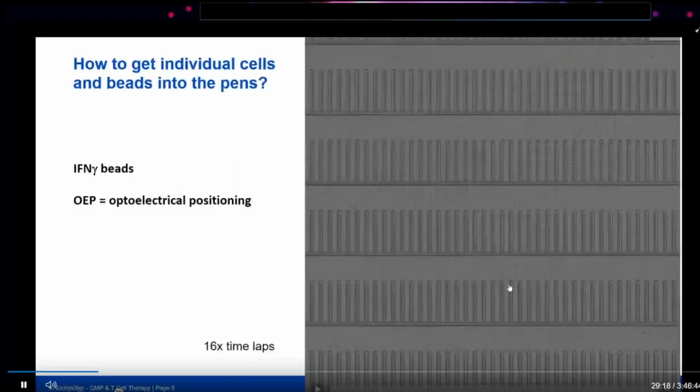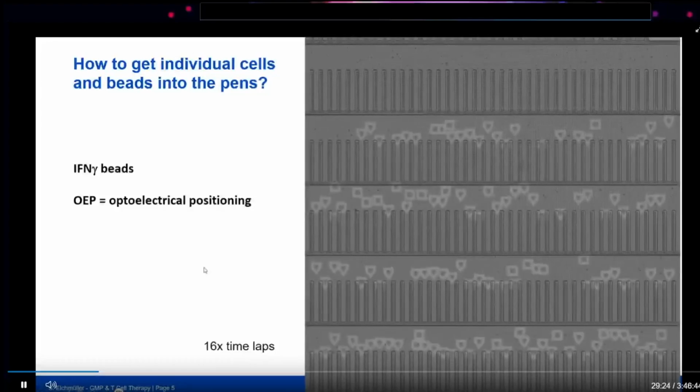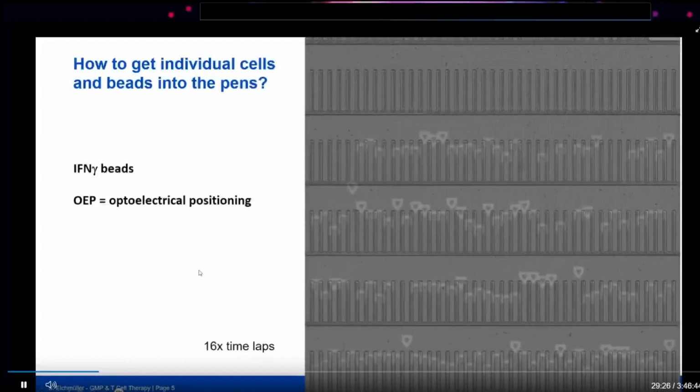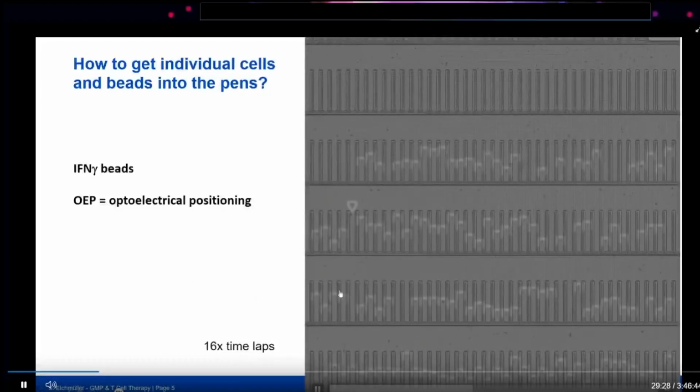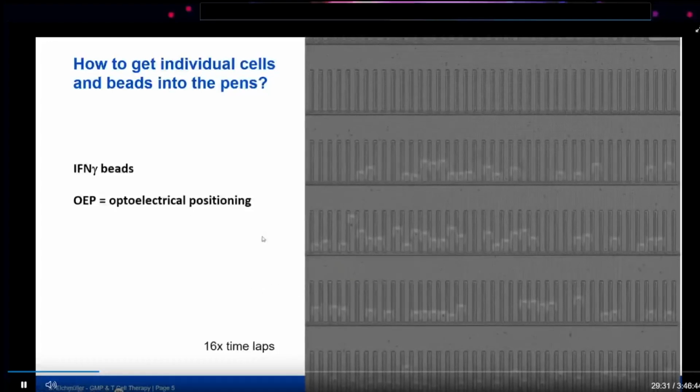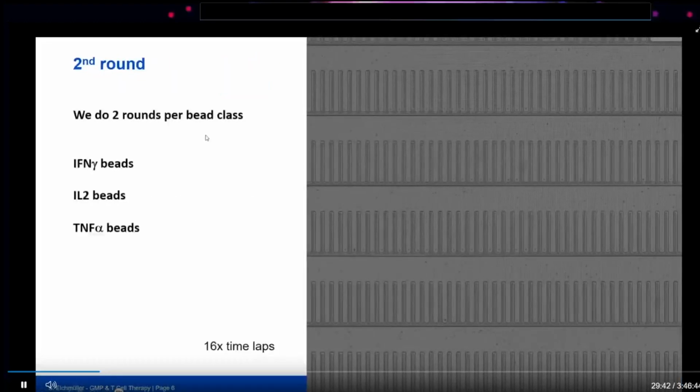So how does that work? How do we get individual cells and beads into the pens? This was also already introduced. These are now short videos from our own lab. We load beads. These are the interferon gamma beads loaded into the different wells. Of course, you don't want to miss individual wells which may be empty. Therefore, we do 2 rounds per bead class, and we load one by one interferon gamma beads, IL-2 beads, and TNF-alpha beads.